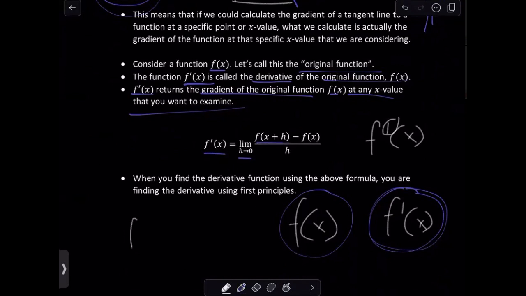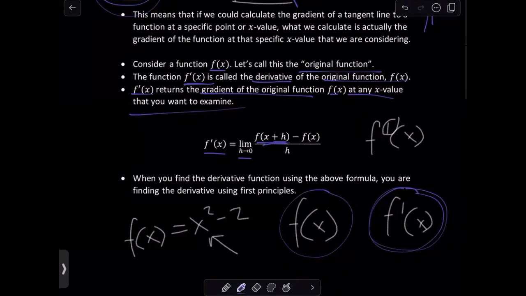So if I give you a function f of x, let's say f of x is equal to x squared minus 2, what you're going to do is wherever you see x, you're going to substitute x plus h. And that will give you f of x plus h. Then you're going to subtract f of x, and then you're going to divide that all by h, and then you'll take the limit as h approaches 0.